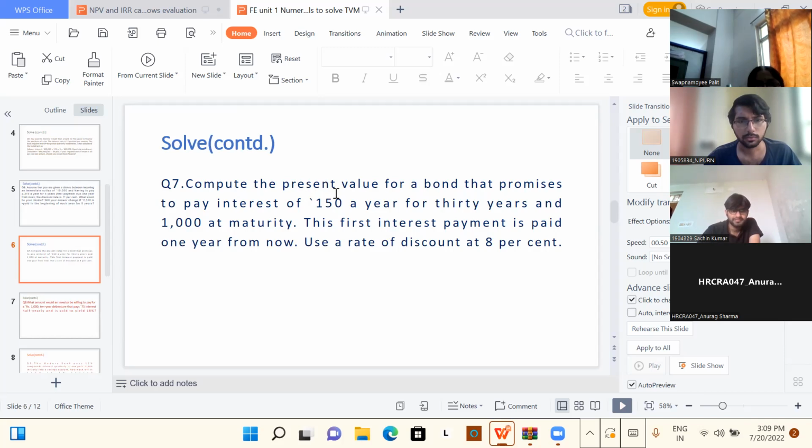Okay, so this is: find the present value of a bond that promises 150 a year for 30 years and 1000 at maturity. This is the system of the bond, you know, that the interest is in the form of an annuity and then you get the redeemable value at the end of the maturity period. So you have to find the P value of that. Shall I do this question, Nipun?